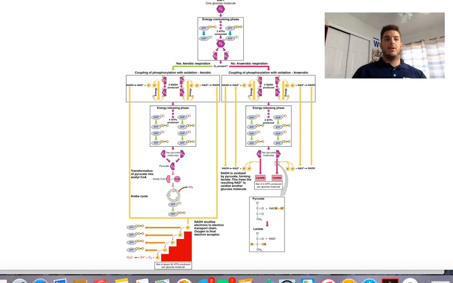Hello class, today we're going to go over the pathways our body uses to produce ATP from the complete breakdown of one molecule of glucose and one molecule of fat. First, we're going to start off with the breakdown of a glucose molecule through both pathways, aerobically and anaerobically. An aerobic breakdown of glucose, just from a glycolysis standpoint.